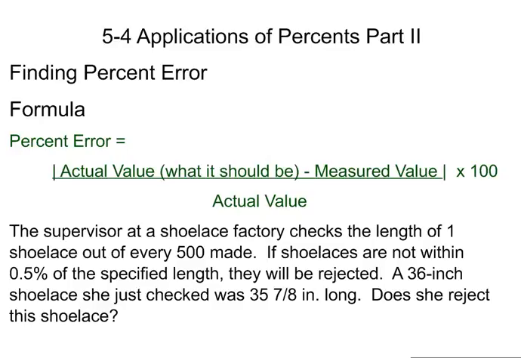Hello class, today we're going to be looking at 5-4 applications of percent part 2. In this section we're going to be finding percent error. Errors are what you normally think of as mistakes.